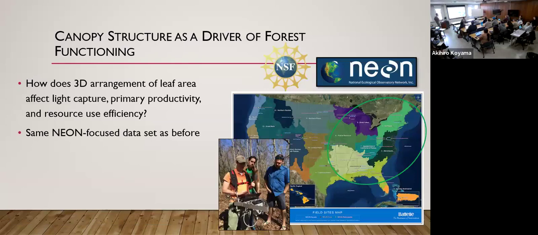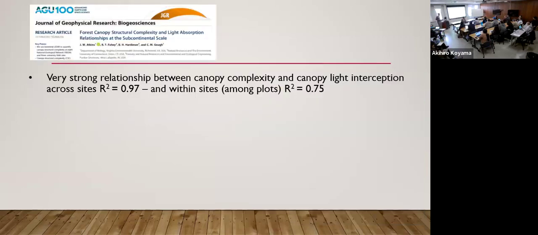So again, we use the same subcontinental data set, but in this case, at the same time that Jeff was running around with the LiDAR, he was using a ceptometer to figure out how much light was being transmitted through the canopy. And then we're using NEON data on aboveground NPP to assess the productivity of the forest. And one thing we found is that the complexity of the canopy, that rugosity, or whatever other complexity metric we might use, explained a huge amount of the variation in light interception. So how much of the light that came to the top of the canopy was being captured by the canopy, both within and among sites across this large network.